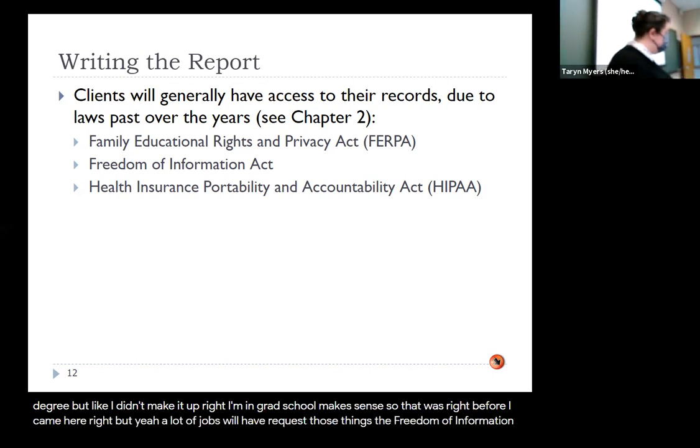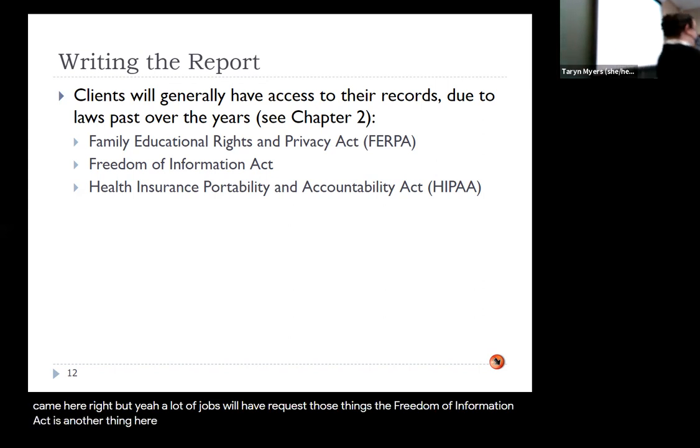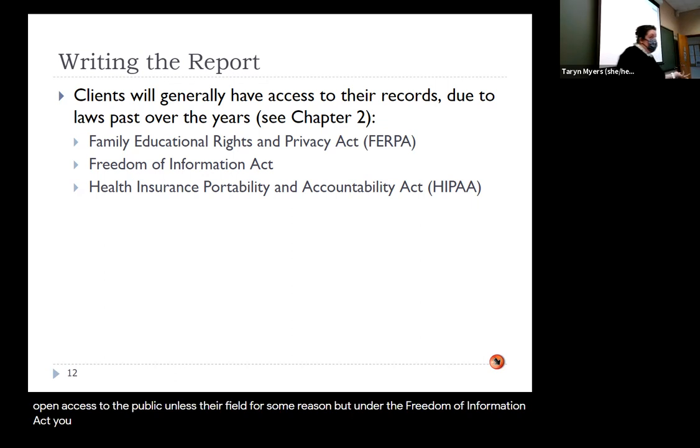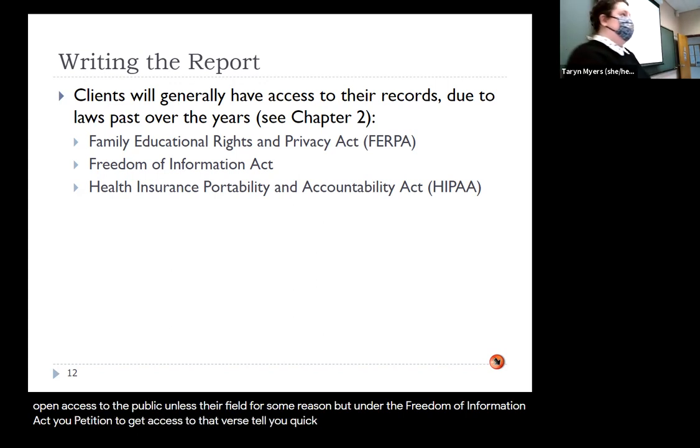The Freedom of Information Act is another thing here. So let's say your report is part of a court record. Typically, those are just open access to the public unless they're sealed for some reason. But under the Freedom of Information Act, you or a reporter or anybody can at least petition to get access to those. Tell you a quick, not so fun story about that.